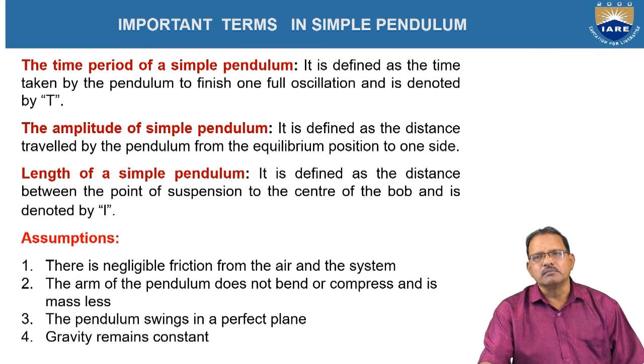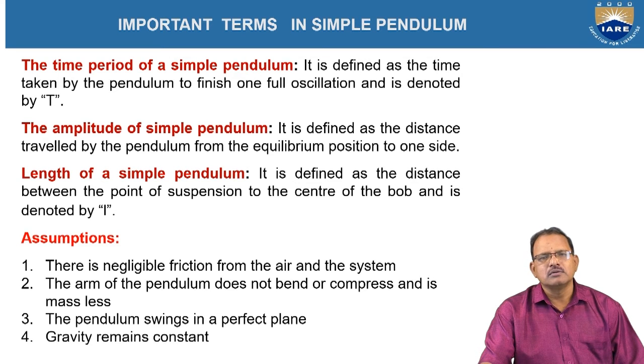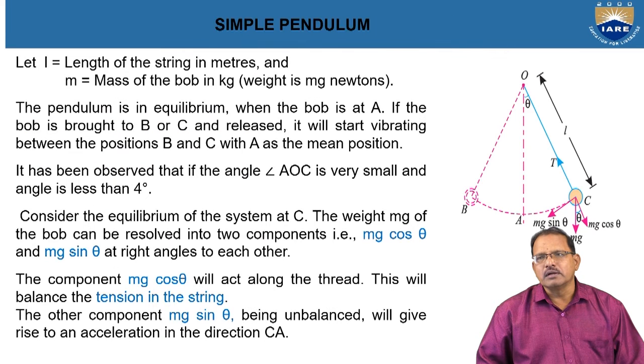Length of a simple pendulum. It is defined as the distance between the point of suspension to the center of the bob, and it is denoted by L, and in the figure it is represented as OA, which is also equal to OC, and so on.